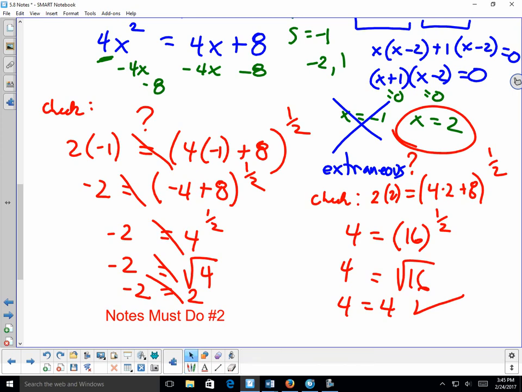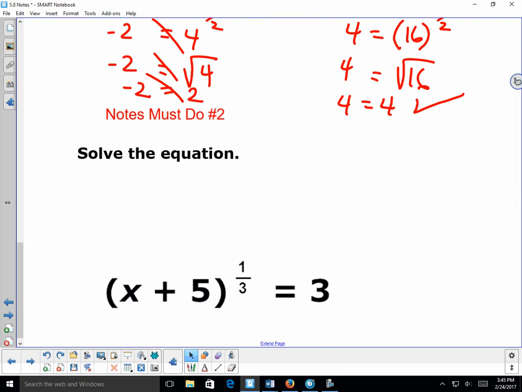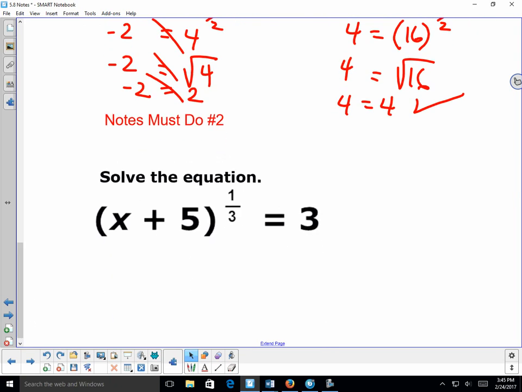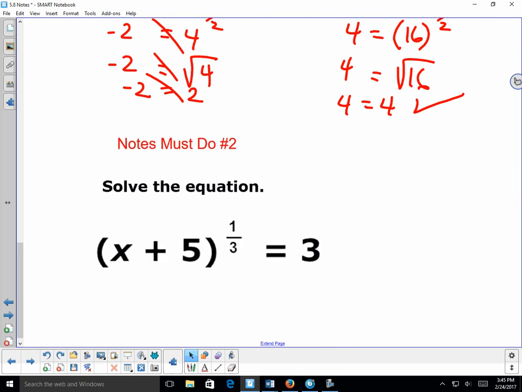All right, that brings up notes must do number 2, where you are going to solve this equation. X plus 5 to the 1/3 is equal to 3. So go ahead and pause the video so you can solve this notes must do equation.